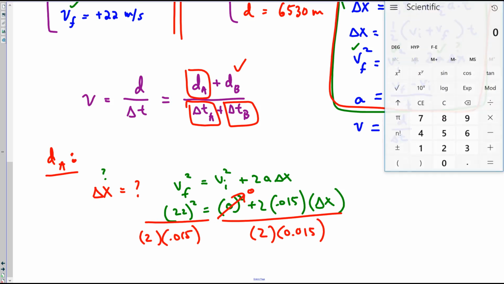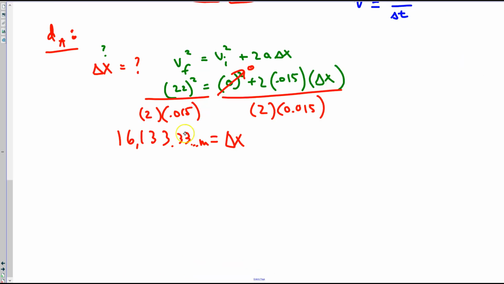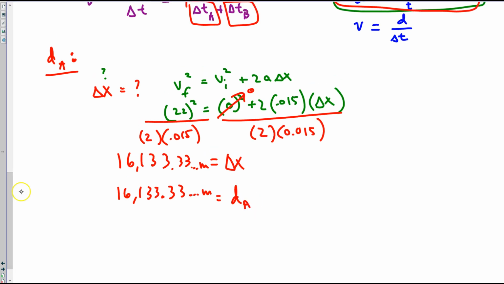And when I do that, let's get our answer over 2, and I'm also going to divide that by 0.015, and I get 16,133.33 repeating meters. So how do I turn that into a distance? I just drop the sign, but it's already positive, so it's the same exact answer. Okay, that's distance 1, or distance A I should call it.